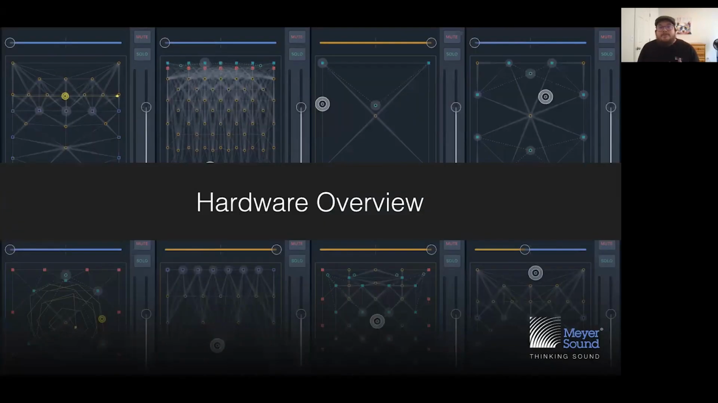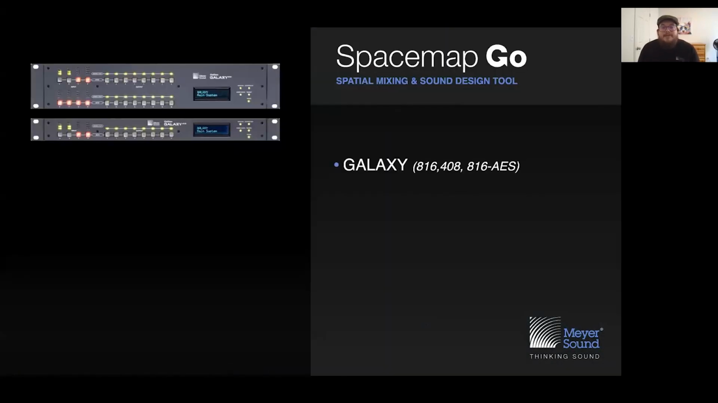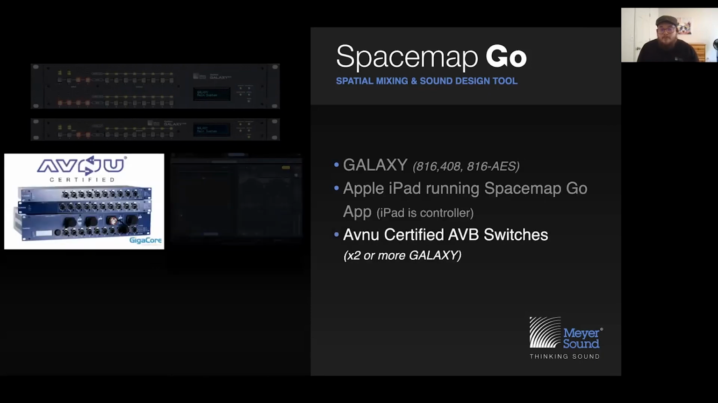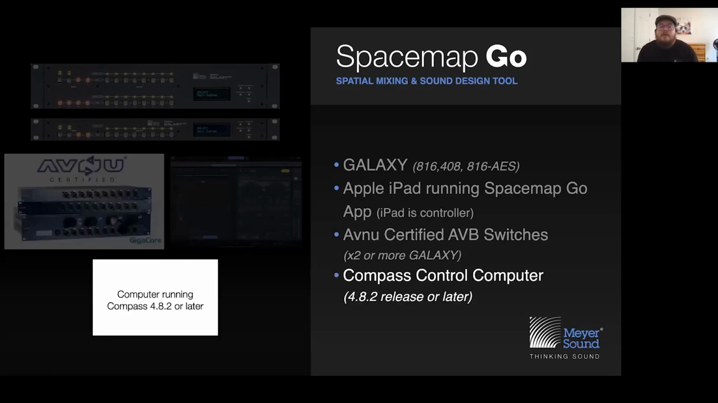To use Spacemap Go, basically you need a Galaxy, an iPad, and that's it. You can have an immersive processor, and the Galaxy can still tune your PA. If you have more than one Galaxy, you need an Avenue certified switch, or one or two, depending on if you want redundancy or not. And of course, if you still want to tune your PA, you can use Compass Go on the iPad, or you can use Compass running on Mac or PC.